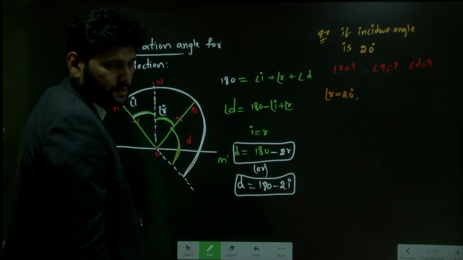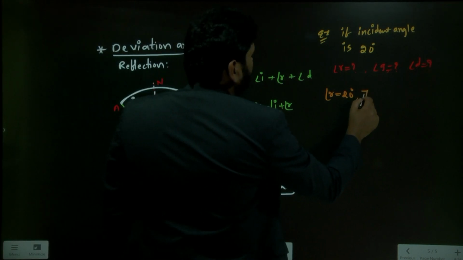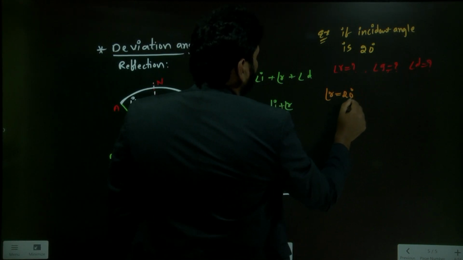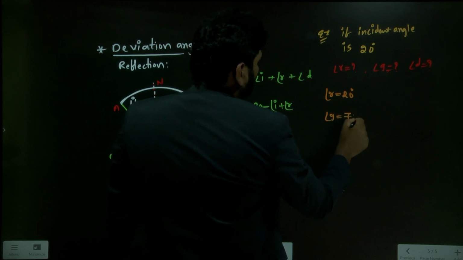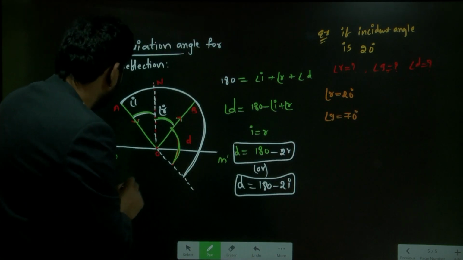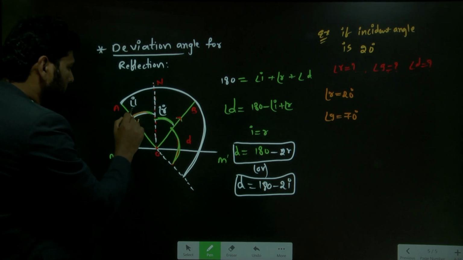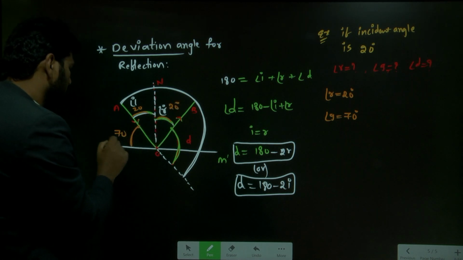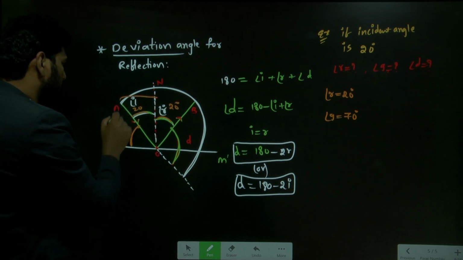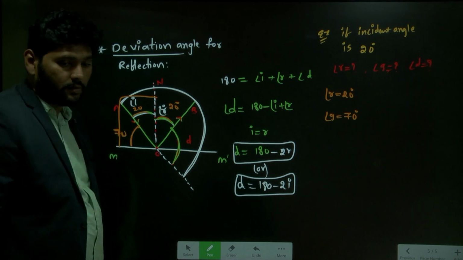Next, the glancing angle is 70 degrees. Why 70 degrees? Because it is between the surface and the ray. This is the normal. If this is 20, this is also how much? 20, and this is 70, because this total angle is 90. In that 90, 20 and 70 give 90.